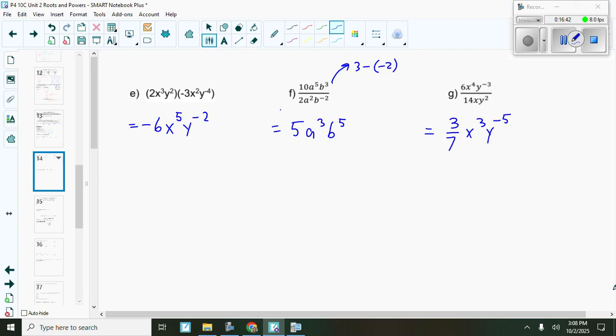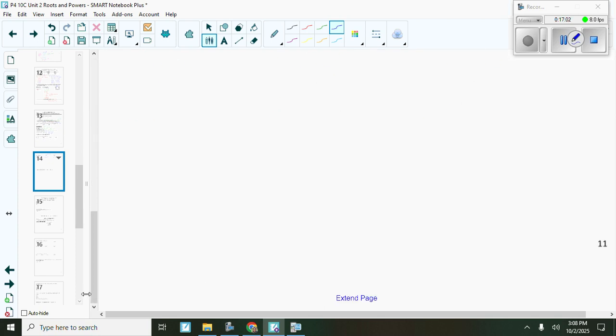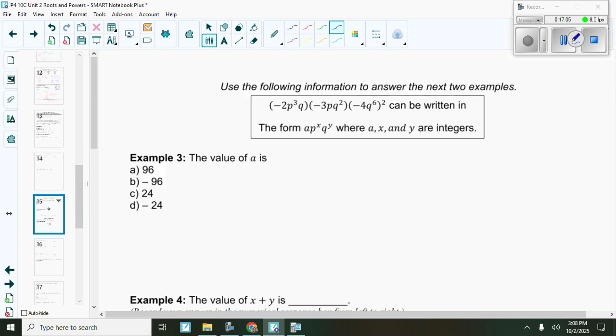Let's do a few more. Okay, guys, turn over to the next page and look at example number 3, the one in the middle. Give that one a go. Now I'm going to give you a hint as you're getting started. Write everything out.